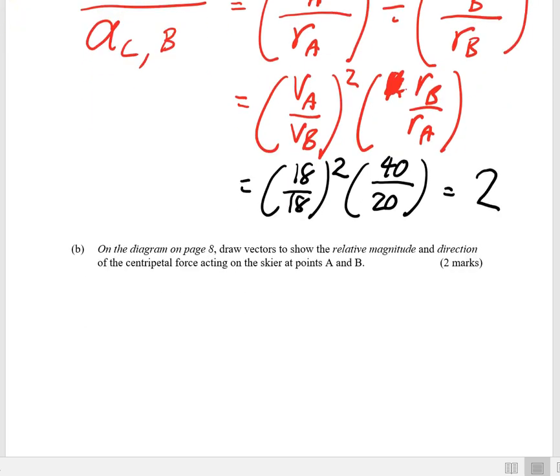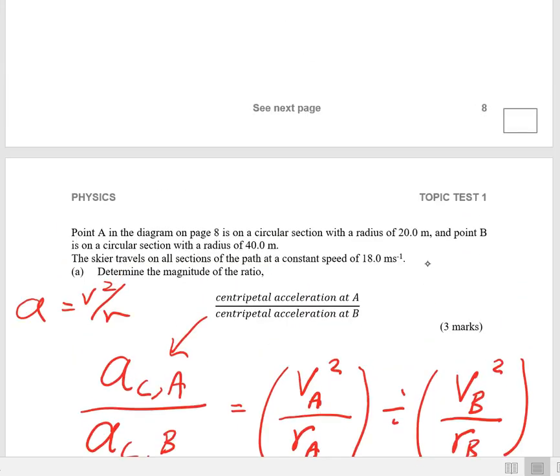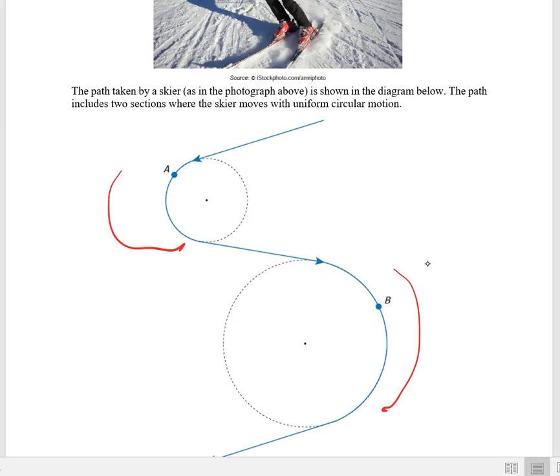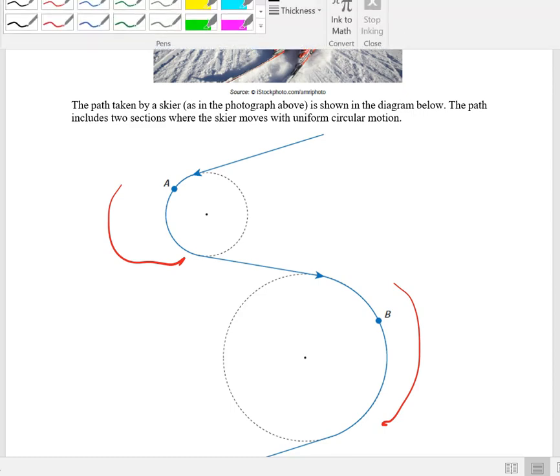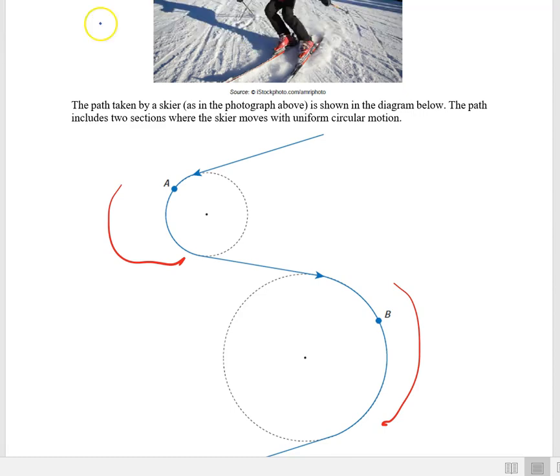And move on. In the diagram on page 8, draw vectors to show the relative magnitude and direction of the centripetal force acting at points A and B. So two things, direction and magnitude. Let us go back to the diagram. Draw an arrow for points A and B. Let us concentrate on direction. Please don't do anything funny. Direction is always towards the center. Let me just draw this first. I want to comment on one more thing.